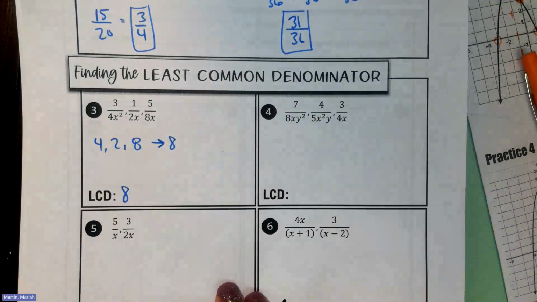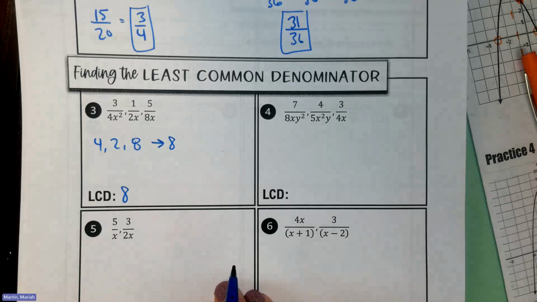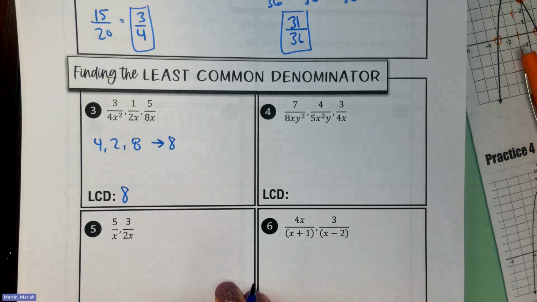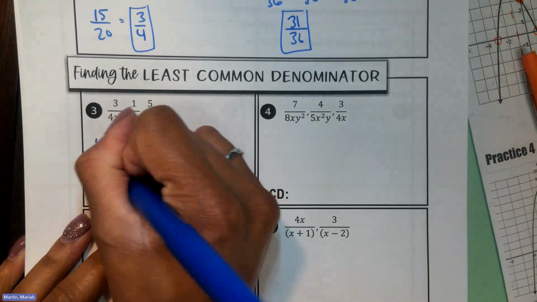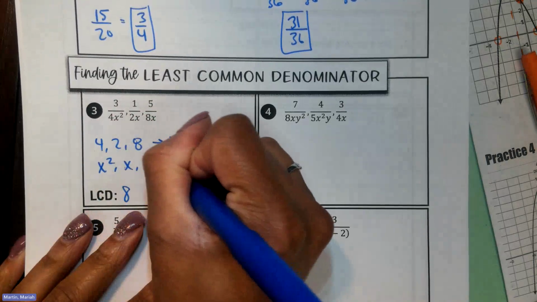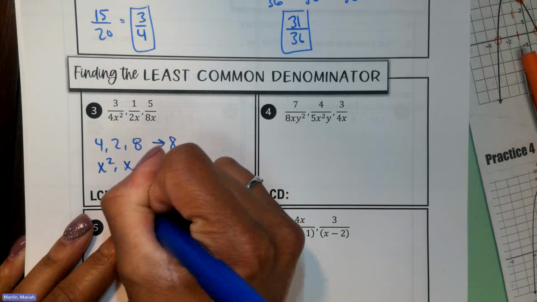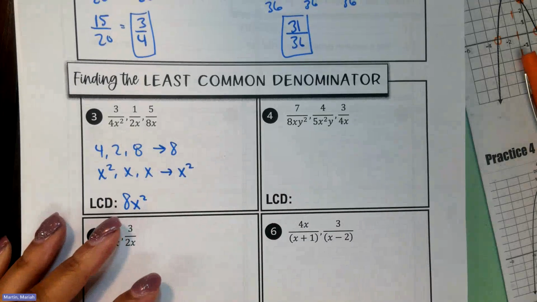Then we have x squared, x, and x. Well, GCF, we would take the smallest out of the two, so we think greatest common factor would be x, but we want the least common denominator, which means we have to multiply to make sure that they all match. So I can't really take away an x from 4x squared, but I can multiply by x to get x squared for 2x and 8x. So x squared and x would be x squared, and so 8x squared would be our least common denominator.